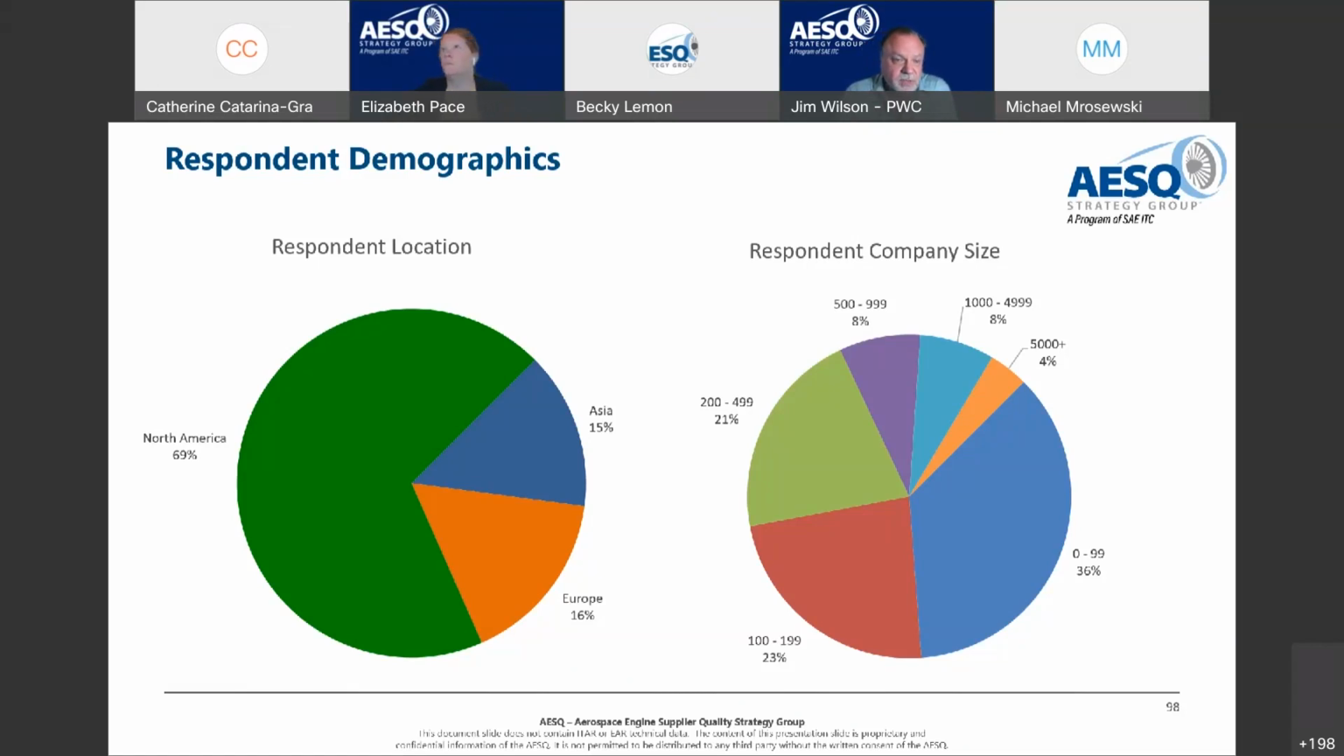And as we know, in the Aero Engine supply base, most of our companies, over 50%, are smaller companies, some as small as 5 and 10 employees. So we did try to make sure that AS13100 was flexible enough to deal with the multinational suppliers as well as the mom and pop shops, which are a very important part of our supply chain. Slide, Becky.